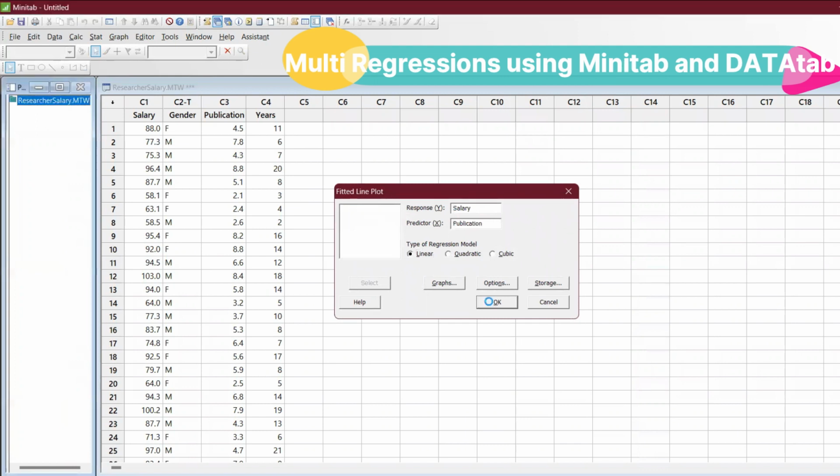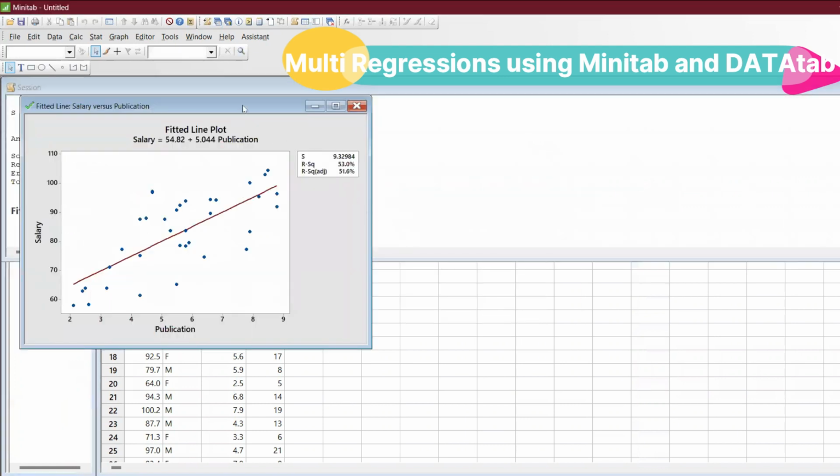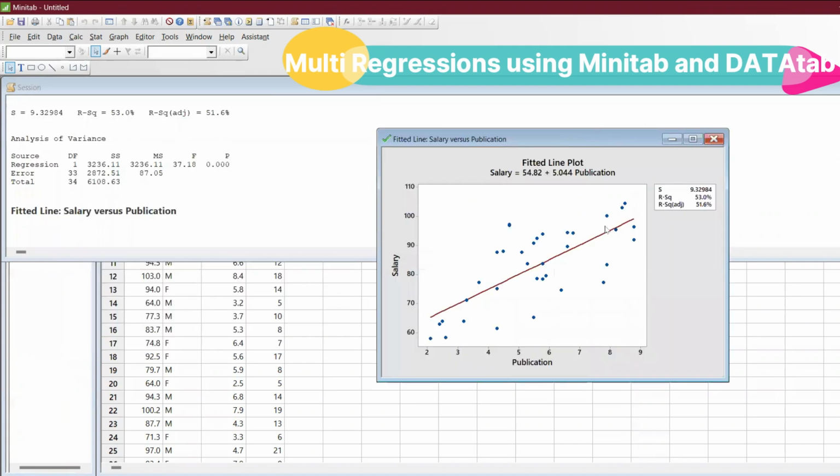Similarly, publications. So publication says that it's a moderate one, not very significant, but moderate. Why? 53% is a moderate correlation. That means salary moderately depends on publications, right? How much the publication, for example, a book has been published and it has been out for 5 years, and what is the salary they're going to get? That is also another factor.